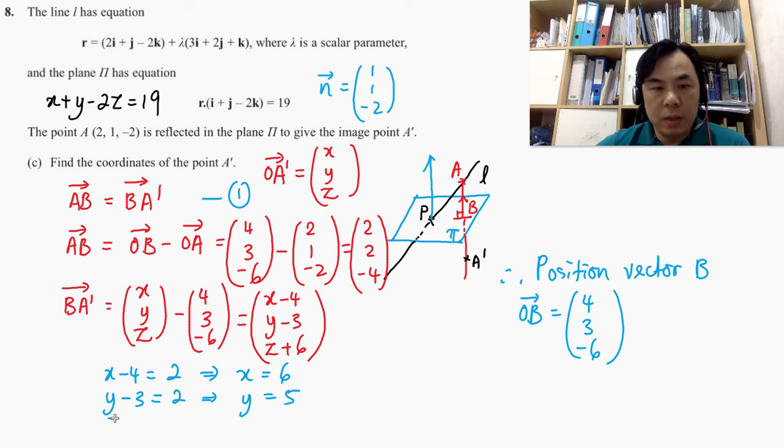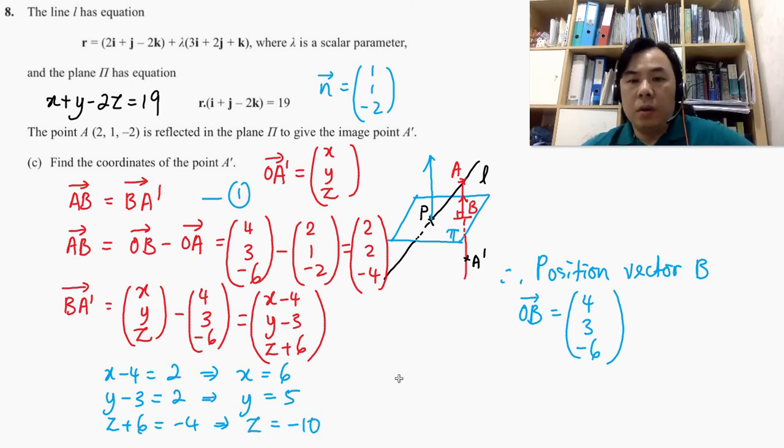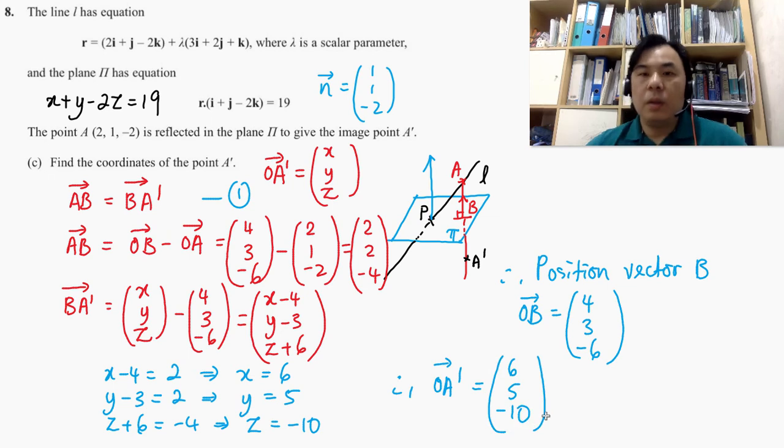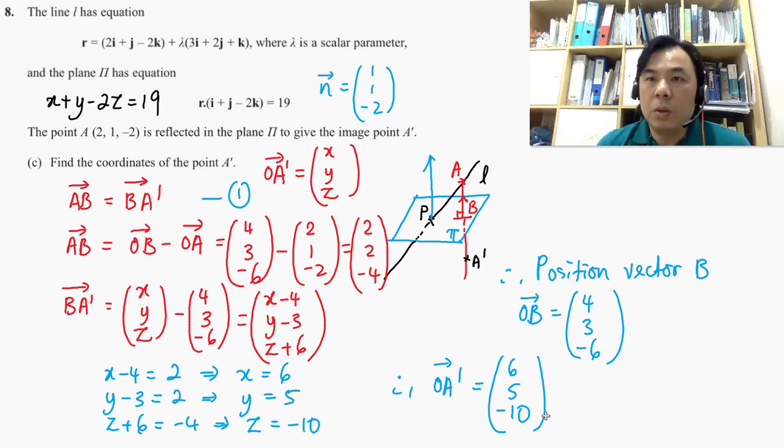And then lastly, we have z plus 6 is equal to negative 4, which implies that z must be equal to negative 10. Therefore, we can conclude that the position vector OA prime is given by the values 6, 5, and negative 10 here. Okay, so I hope that is clear. All right, so stay tuned. I'm going to move on to the next question.